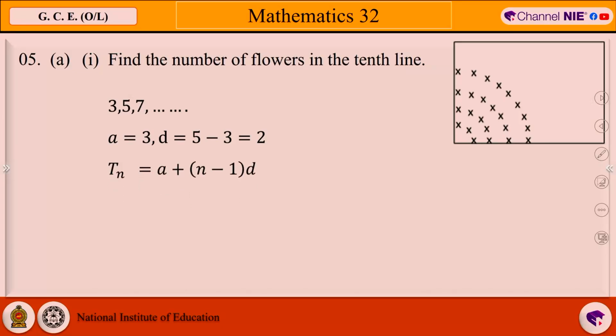So, we can use the formula Tn equals A plus n minus 1 times D. Once you substitute the given values in this equation, you get the number of flowers in the 10th line, which is 21. Okay. For this you will get 1 mark and 1 mark for finding D. Altogether 2 marks for the part 1.